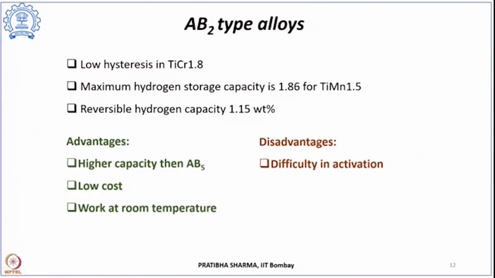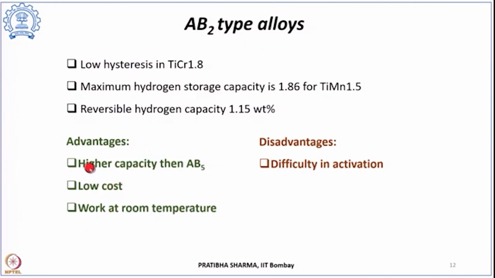So, among these compounds we see that there is a low hysteresis for the compound TiCr1.8. The maximum hydrogen storage capacity is 1.86 for TiMn1.5, and the reversible hydrogen storage capacity that could be achieved could be even 1.15% or even higher.